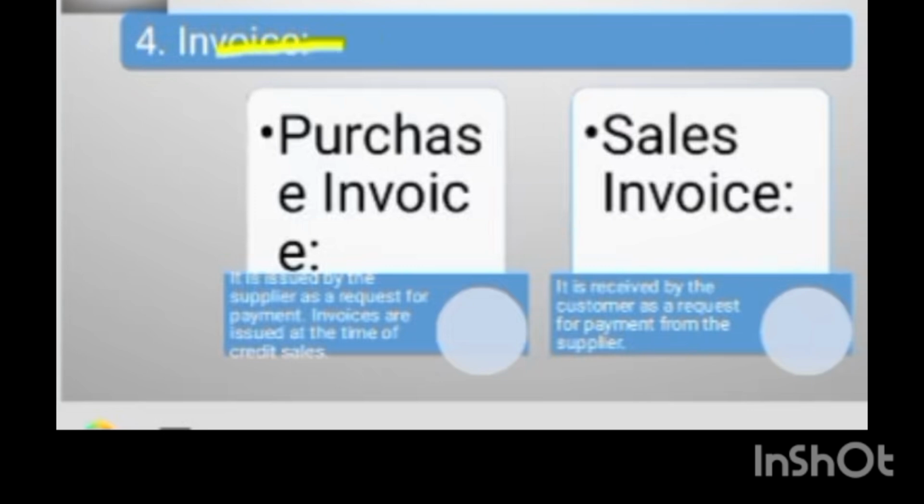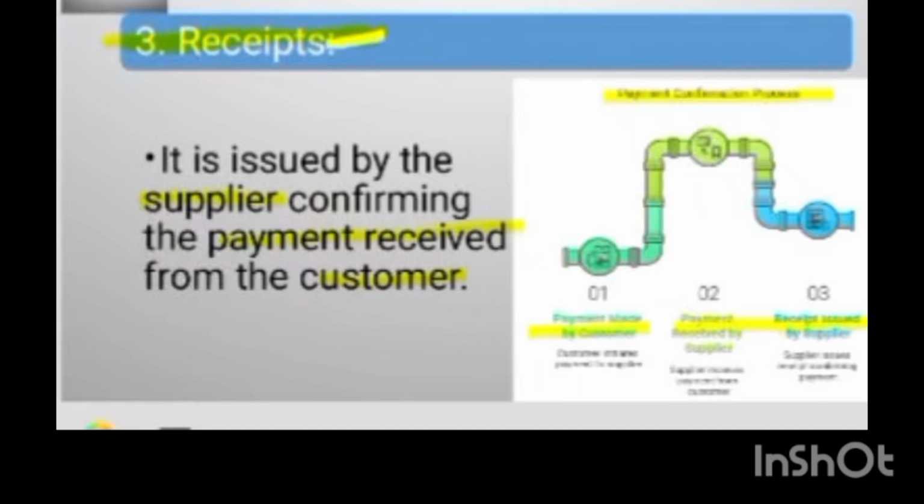Next is invoice. What is invoice? There are two types of invoices. The first is purchase invoice and the second is sales invoice. What is purchase invoice actually? It is issued by the supplier as a request for payment. Invoices are issued at the time of credit sales. Yes. In case of receipt, it was a cash sale. The supplier or the seller was selling his goods in cash.